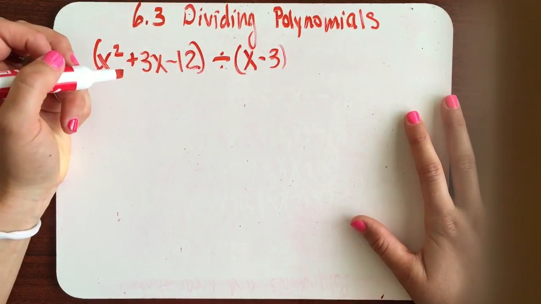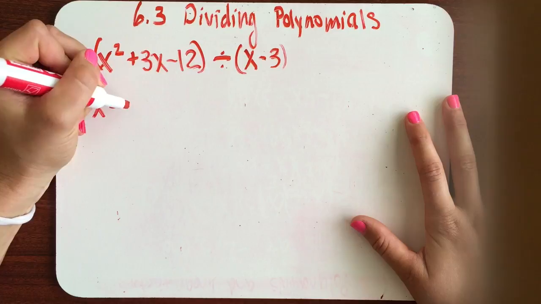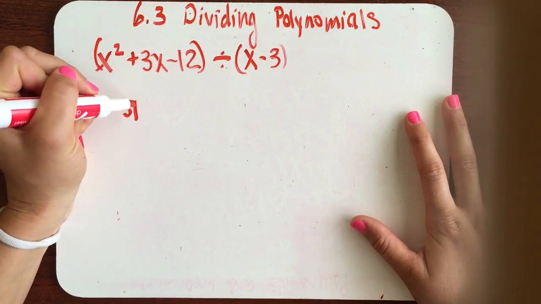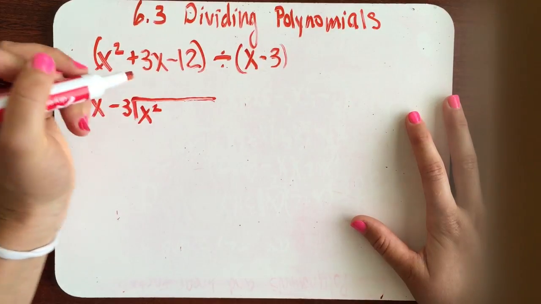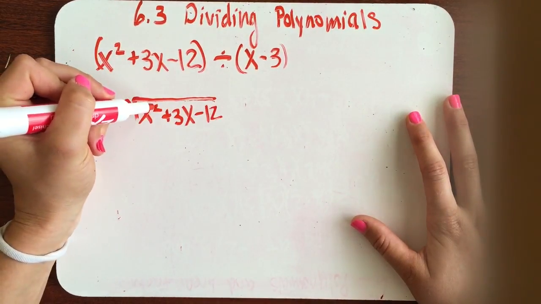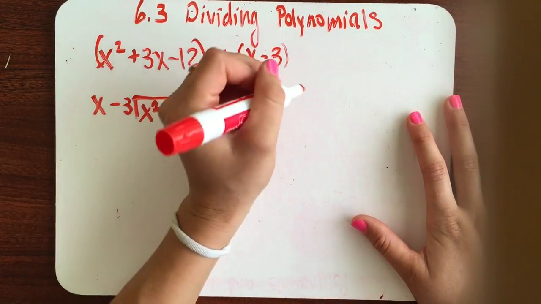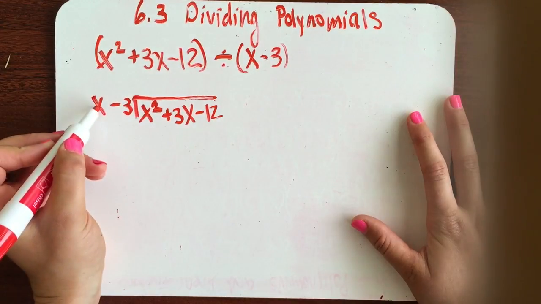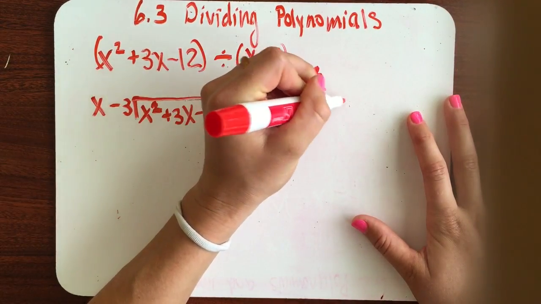So the first way we're going to learn is by long division. We're going to set this up with x minus 3 as the divisor, and use long division to divide this. The first step is to divide the first term by the first term. So we have x squared divided by x.